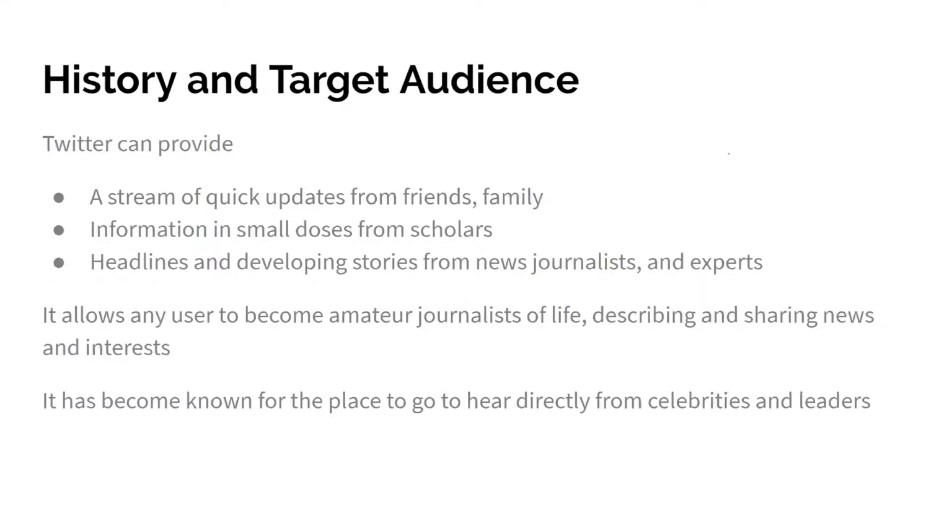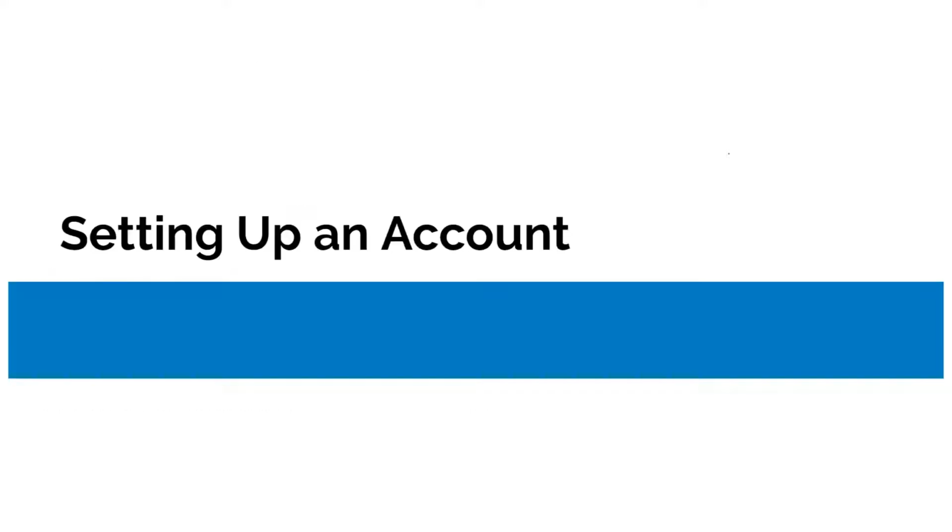Twitter can provide a stream of quick updates from friends and family. It can provide information in small doses from people like scholars or the people who are communicating information, including news journalists and other experts. It allows any user to become an amateur journalist of life, is how it's also been described. And it's become known as the place to go to hear directly from celebrities and leaders. Whether for good or ill, this is one of the things it's known for.